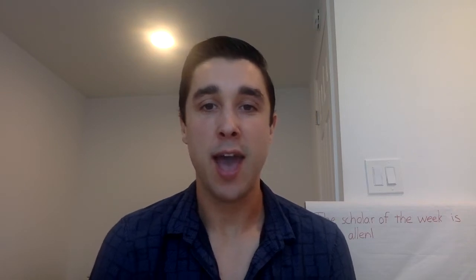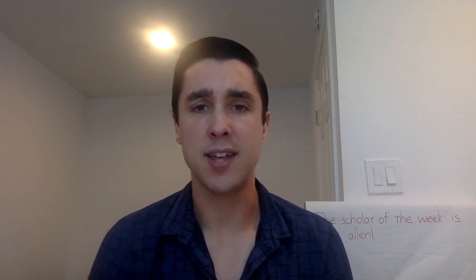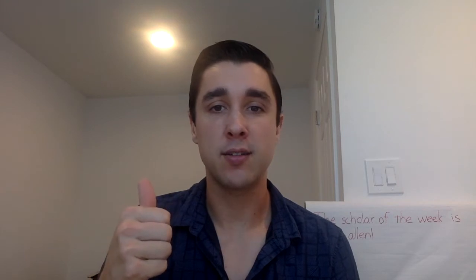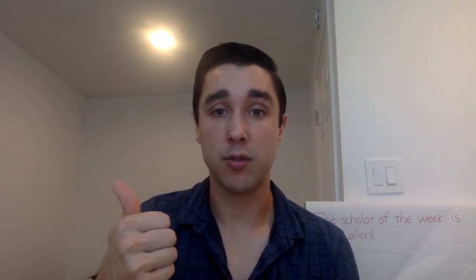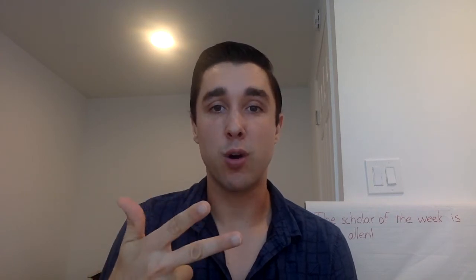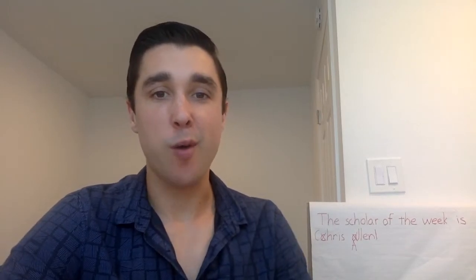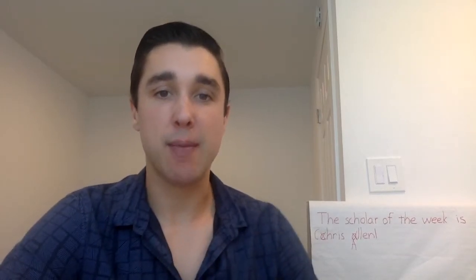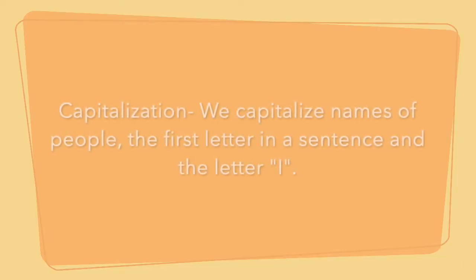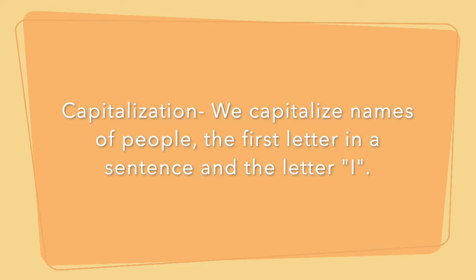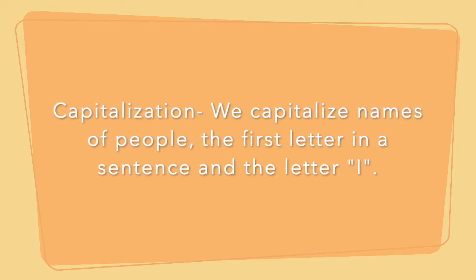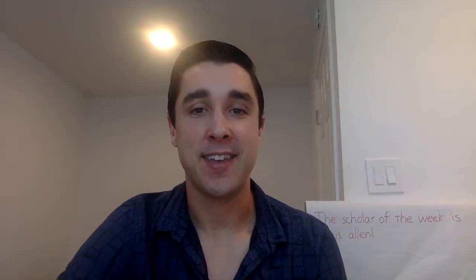Scholars, we have been talking about capitalization this week. We talked about it yesterday, and today we're going to talk about it again. What are the three things that we always capitalize in a sentence? The first one is the first letter in the sentence. The second one is if it's a person's name. The third one is we always capitalize the word I. Those are the three things.